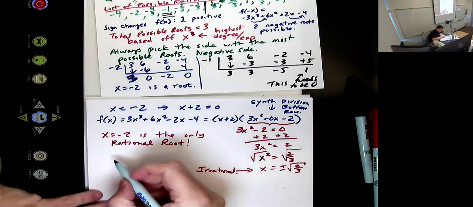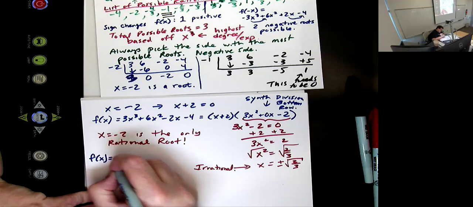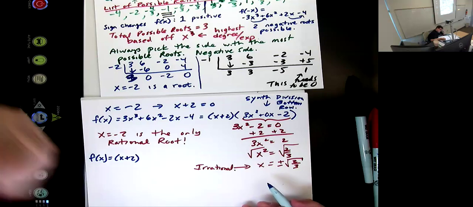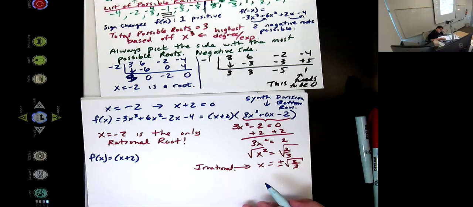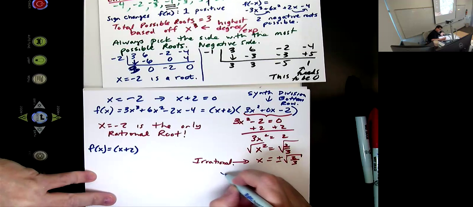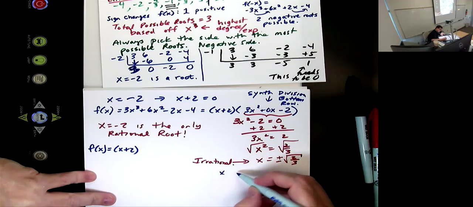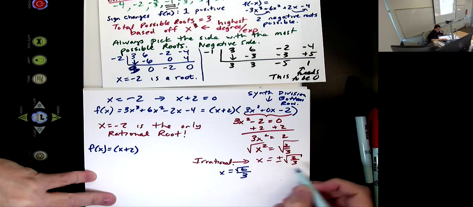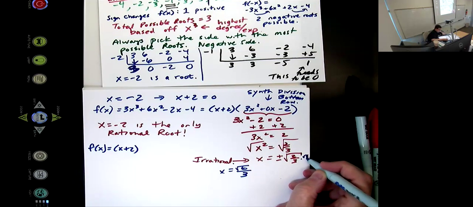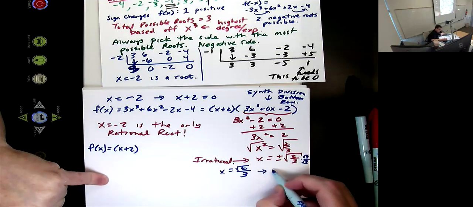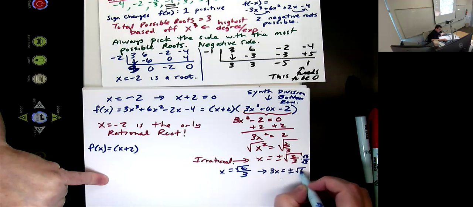And that means we can further break down f of x into x plus 2. Oh, I don't want to do this. Isn't it just negative 2 and then plus or minus radical 3? If I rationalize it by doing square root of 3 over square root of 3, I get that, which is plus or minus. And then this could be 3x equals plus or minus square root of 6.